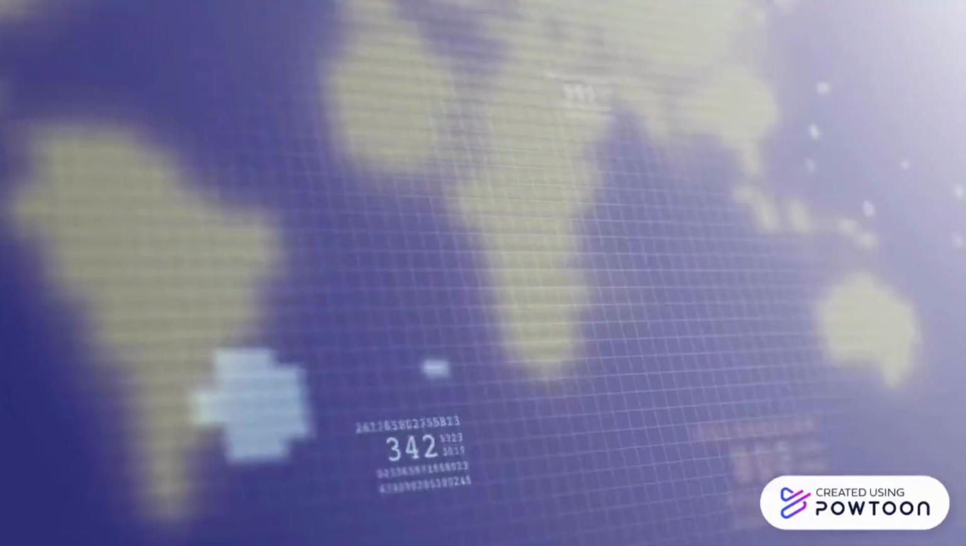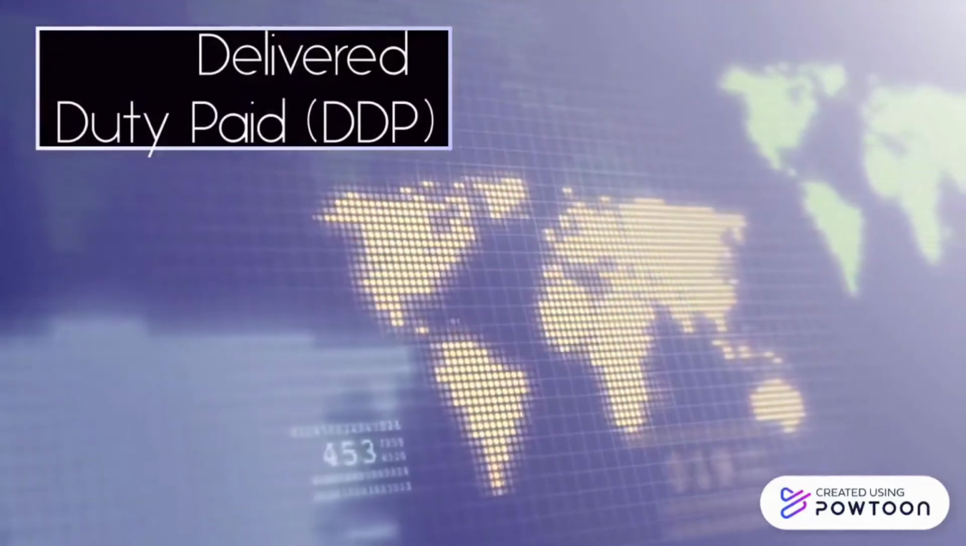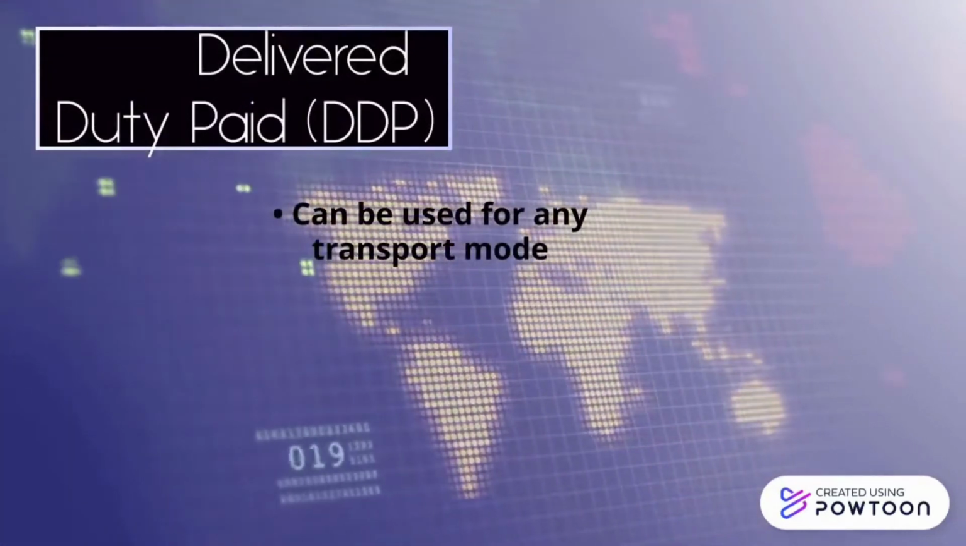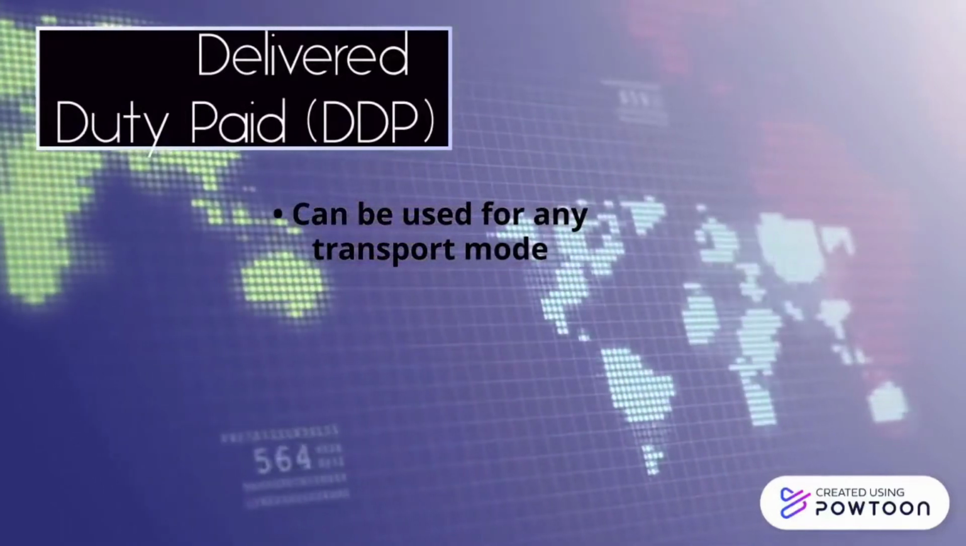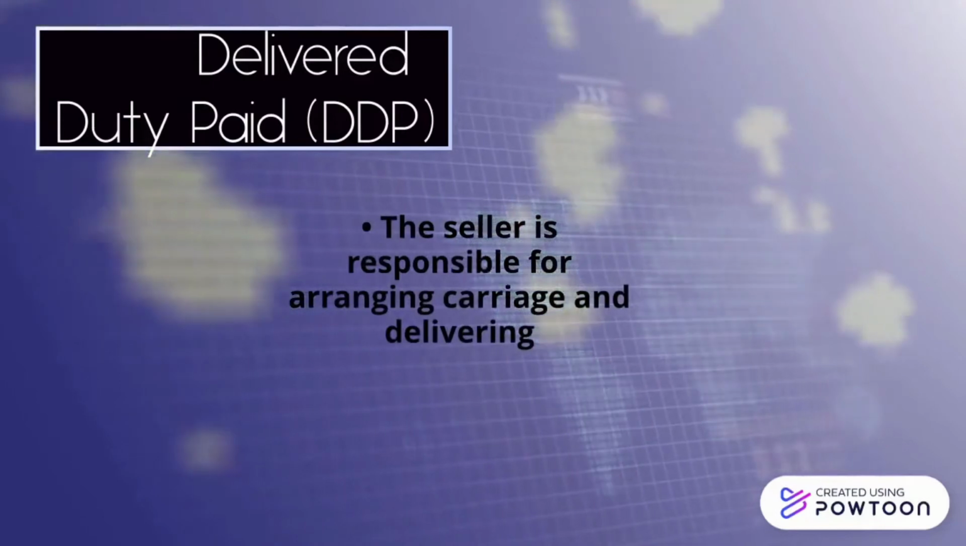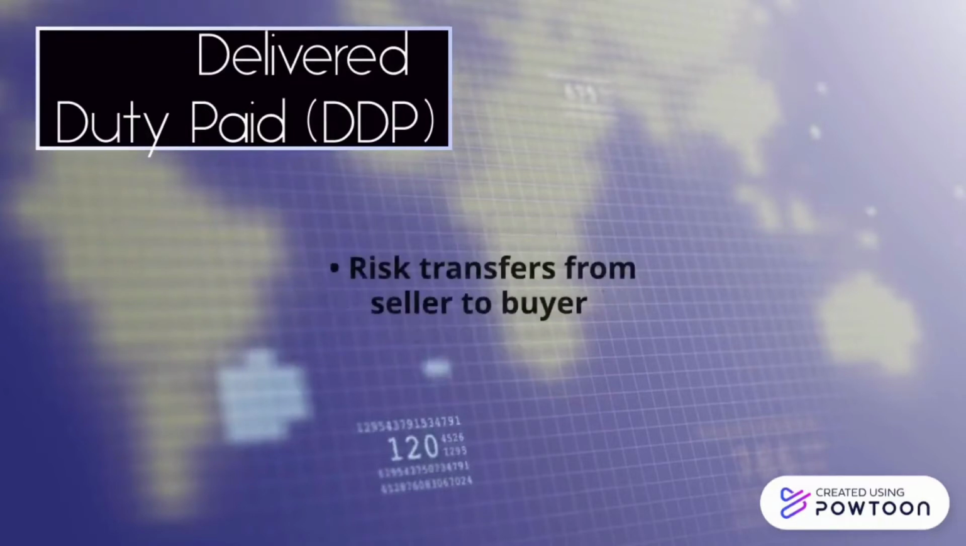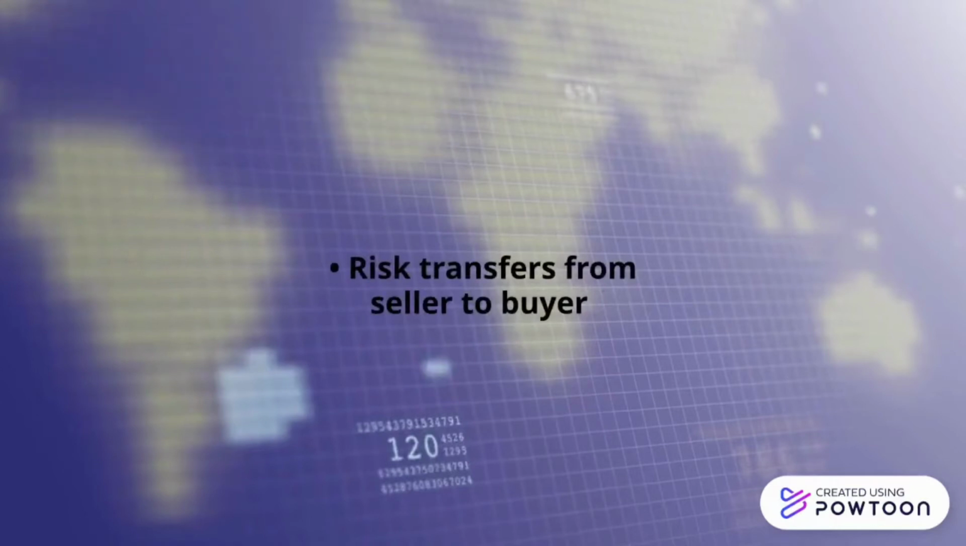DDP. DDP stands for Delivered Duty Paid. It can be used for any transport mode or where there is more than one transport mode. The seller is responsible for arranging carriage and delivering the goods at the named place, cleared for import, with all applicable taxes and duties paid. Risk transfers from seller to buyer when the goods are made available to the buyer, ready for unloading from the arriving means of transport.